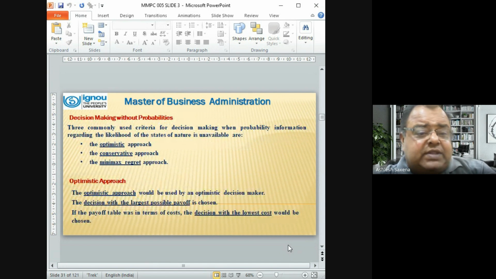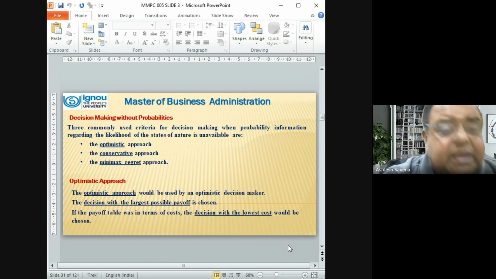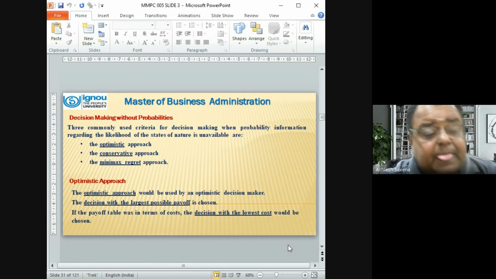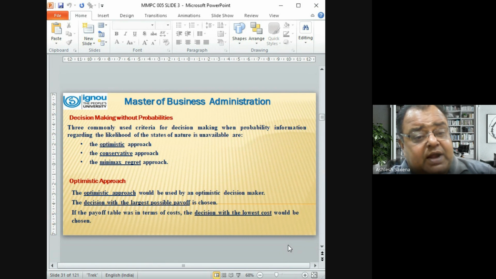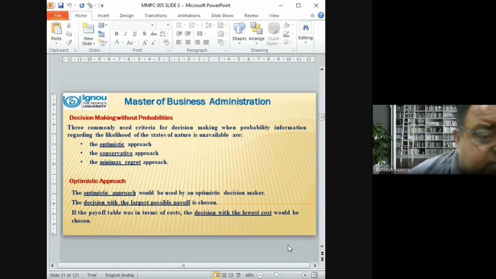What happens when decision making is without probabilities? There are three commonly used criteria for decision making when probability information regarding the likelihood of the states of nature is unavailable. The first one is the optimistic approach, the second one is the conservative approach, and the third one is the minimum regret approach.